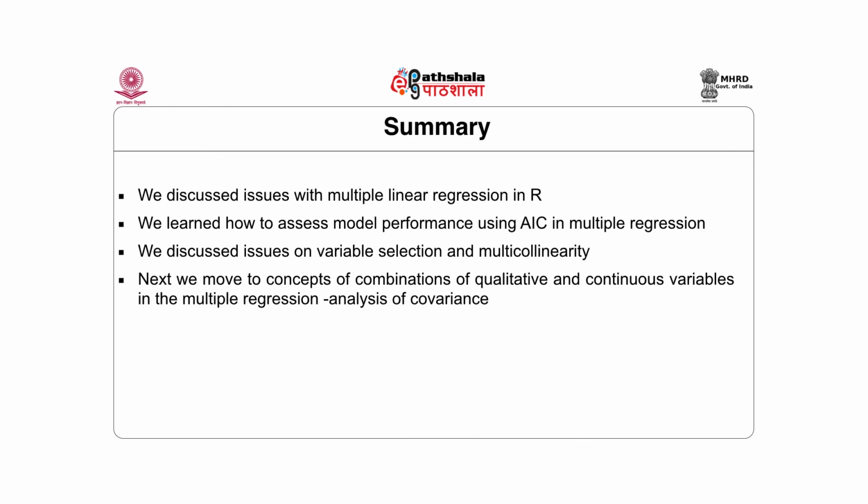So to summarize, we discussed issues around multiple linear regression. We ran some of the things. We learned how to assess the model performance using Akaike information criterion, and we touched on the basics of variable selection and multicollinearity. So in our next study, we'll take a look at what is known as analysis of covariance, when we have multiple categorical variables in question.